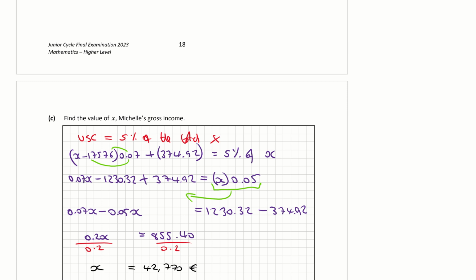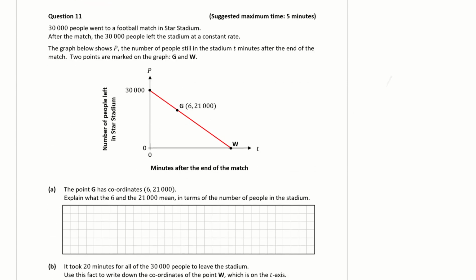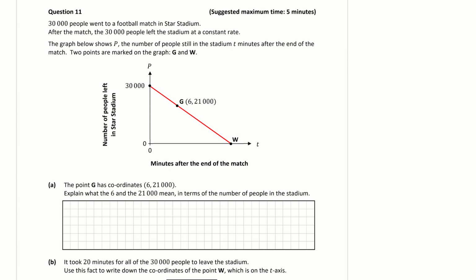Scrolling down now and having a look at question 11. 30,000 people went to a football match in Star Stadium. After the match, the 30,000 people left the stadium at a constant rate. The graph below shows P, the number of people still in the stadium, T minutes after the end of the match. 2 points are marked on the graph, G and W. Part A. The point G has the coordinates 6, 21,000. Explain what the 6 and the 21,000 mean in the terms of the number of people in the stadium.